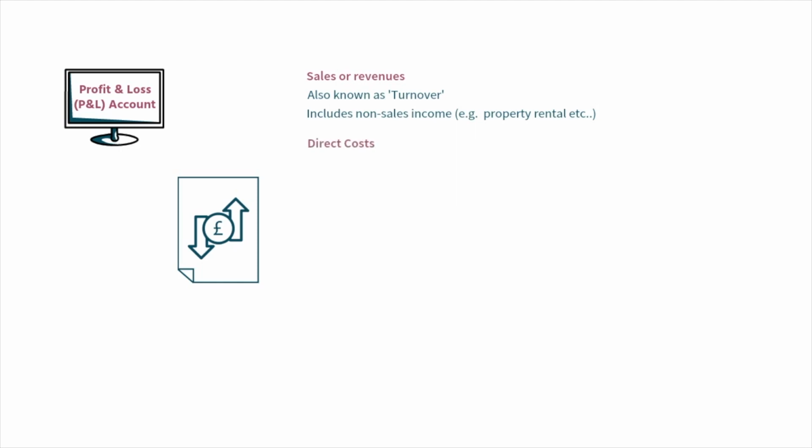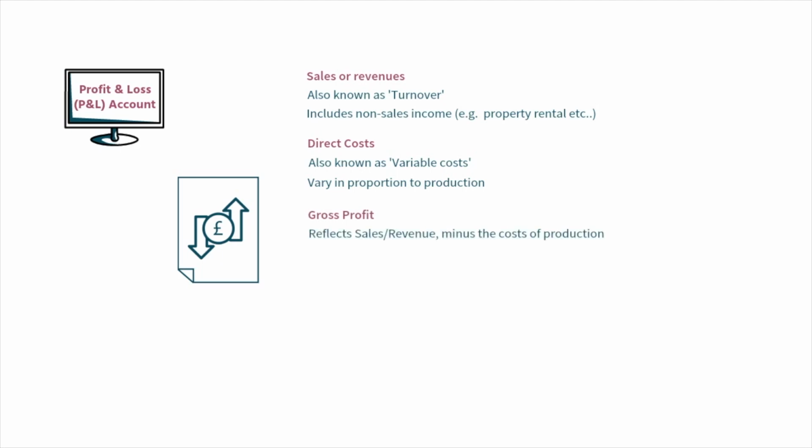The direct costs, also known as variable costs, are related to those sales. These are the costs that go up or down in proportion to production, i.e. materials or ingredients, or labour specific to the production of the goods sold. The gross profit reflects sales or revenue minus the cost of producing said goods.